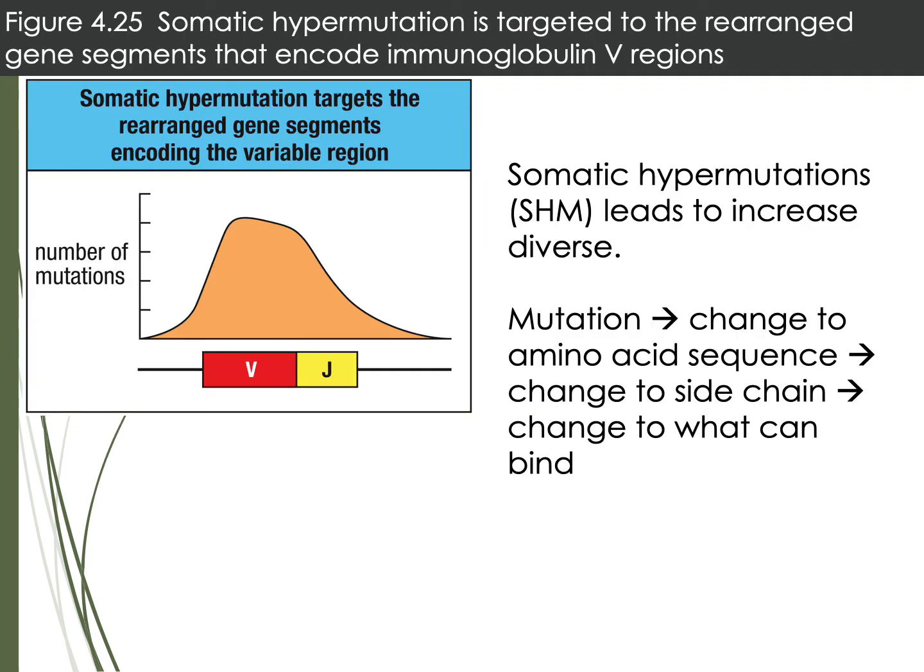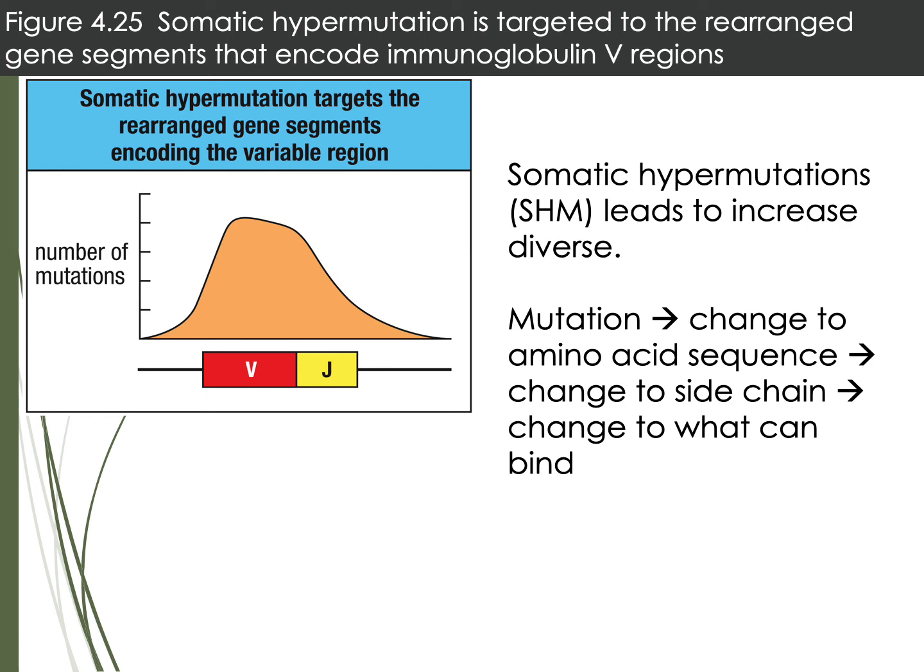Another way that we can get variation in the antibodies is through somatic hypermutation. This generally happens in the VJ region, which is where you're going to have interactions in the antigen binding site. This figure shows you how that VJ region has a high number of mutations that can occur. Again, that AID enzyme plays a role in having mutations occur. Mutations mean that we're changing the amino acid sequence. Changes to the amino acid sequence can change the side chain, and when we change the side chain in the antigen binding site, that changes what it can bind or how strongly it can bind to something.